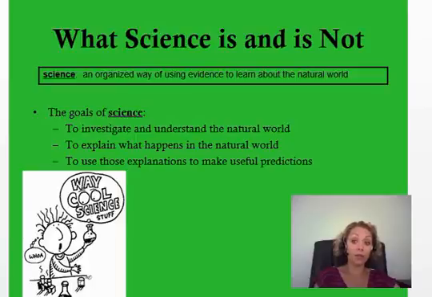So what is science and what is not? Well, science is not just a list of facts. Science is an organized way of using evidence to learn about the natural world. Some of the goals of science are to investigate and understand the world, explain what happens in the natural world, and to use those explanations to make useful predictions. So science is all about always trying to understand more.